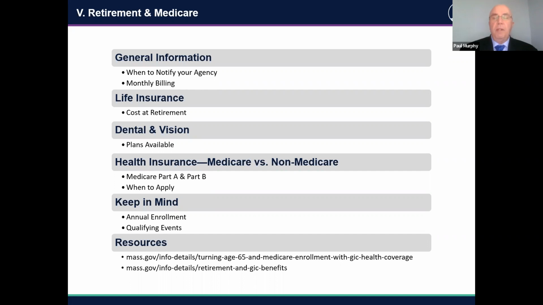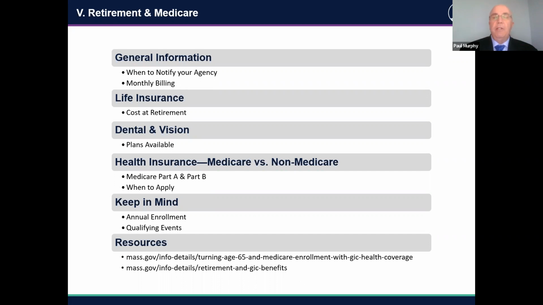The same rules apply to your spouse. If you are covering a spouse under your GIC plan at retirement, he or she also has to follow the Medicare Part A, the Medicare Part B enrollment. So it applies to both.